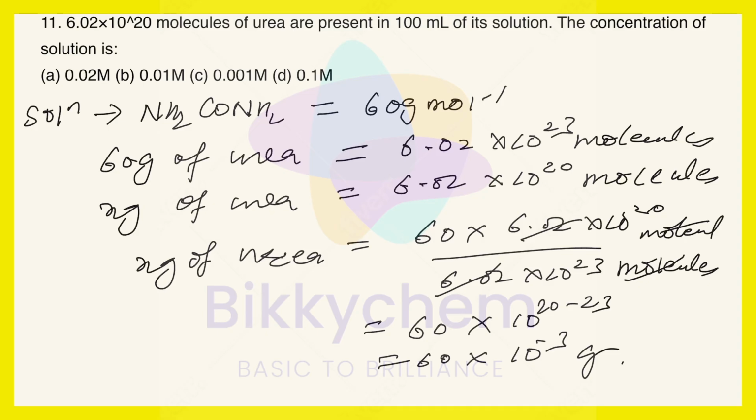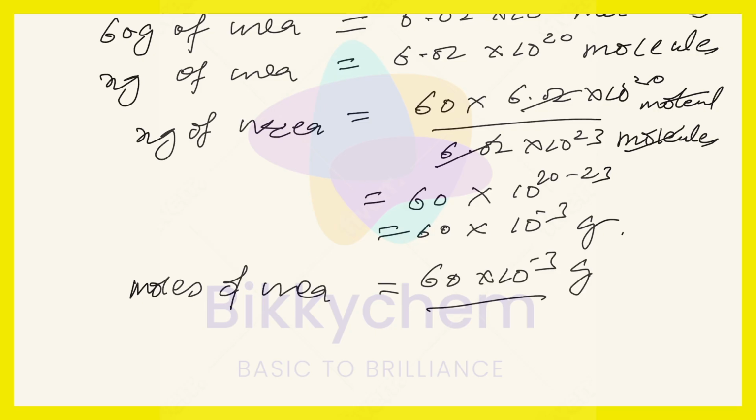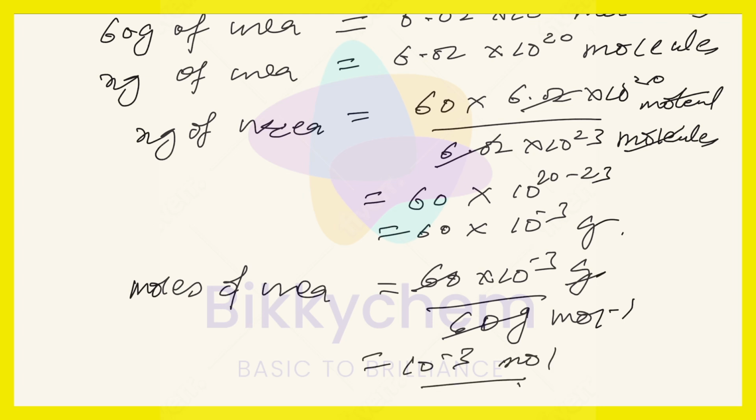Okay, so in terms of moles of urea equals given weight by molar mass. Weight is 60 into 10 to the power minus 3 gram by 60 gram per mole. So we'll cancel this, 10 to the power minus 3 mole only.